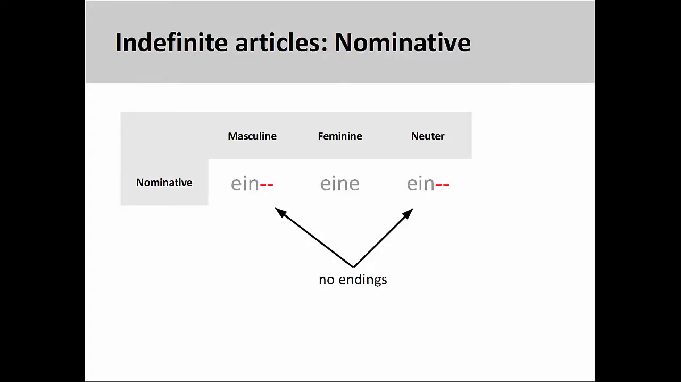In English, an indefinite article, either a or an, is used when we are talking about a thing in general, not a specific thing. For example, a tree instead of the tree. The nominative indefinite articles are ein, masculine, eine, feminine, and ein, neuter. The masculine and neuter indefinite articles, unlike the definite articles, do not take an ending. This sometimes makes it difficult to determine the gender of the noun they modify.